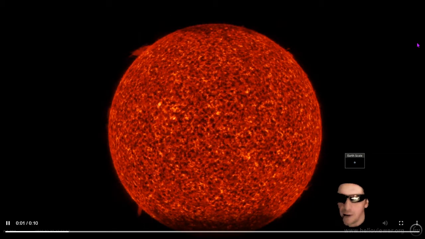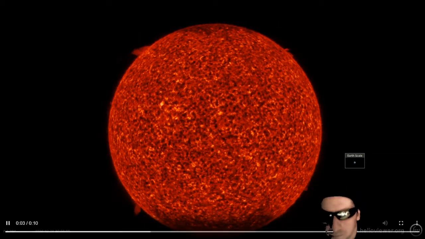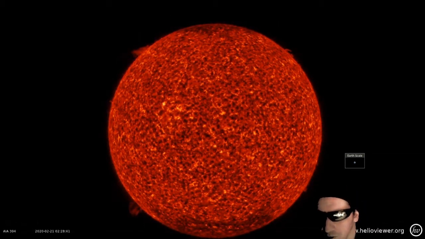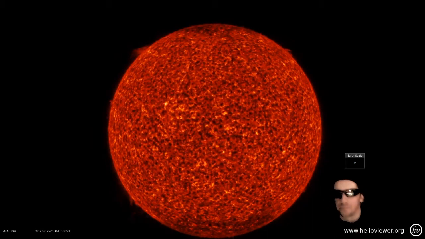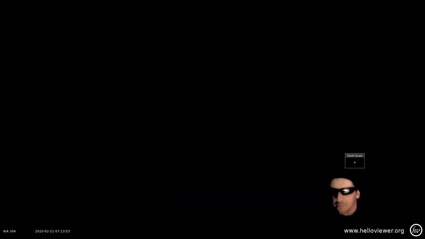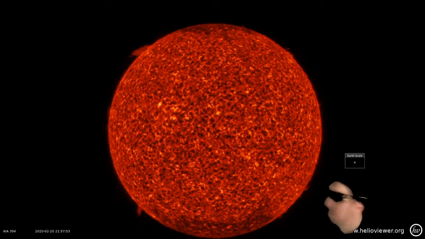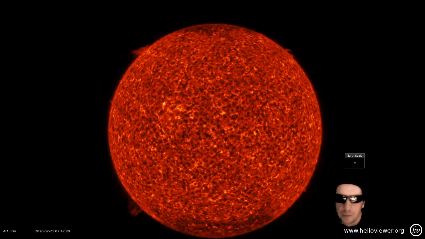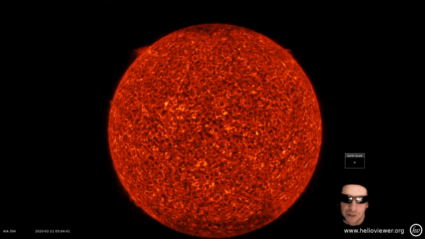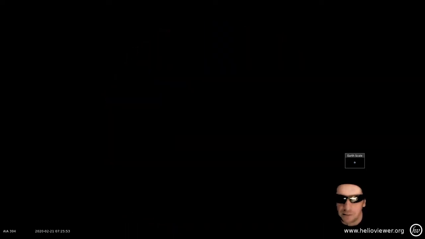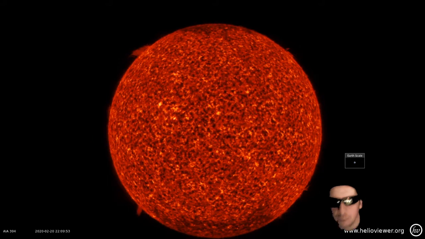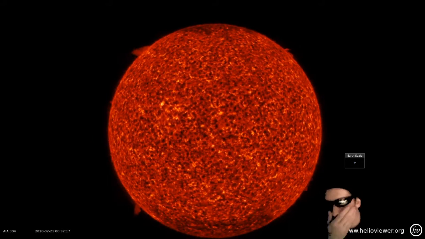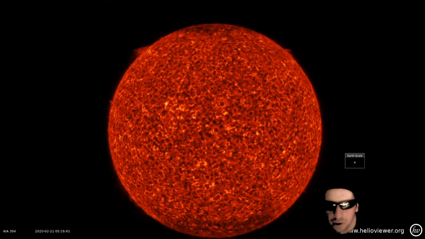Here's the 304 angstroms view. And this is a helioviewer.org movie. And we see some filaments there. A little bit of a filament exchange happening there down in the southeast. And perhaps we'll make a more detailed video of that later. We will be making a cosmology segment to premiere just after this one.